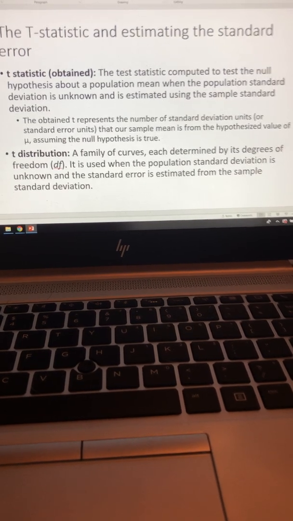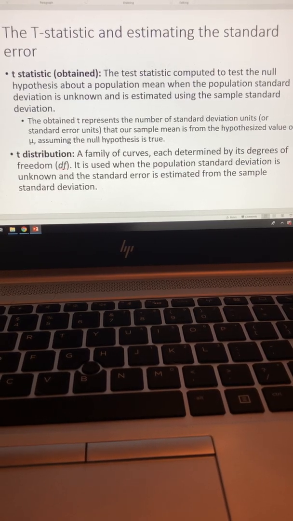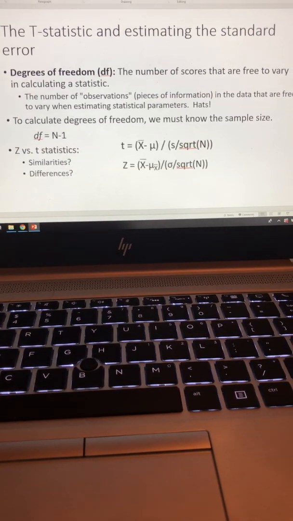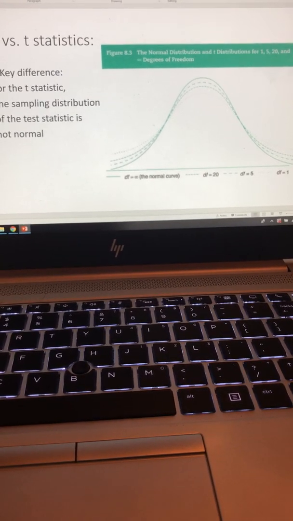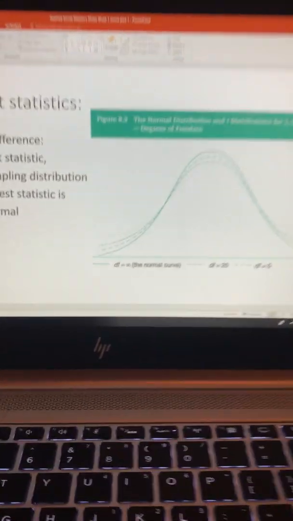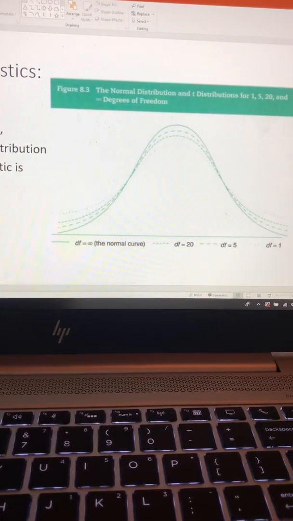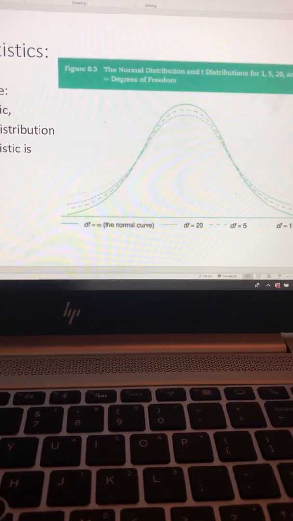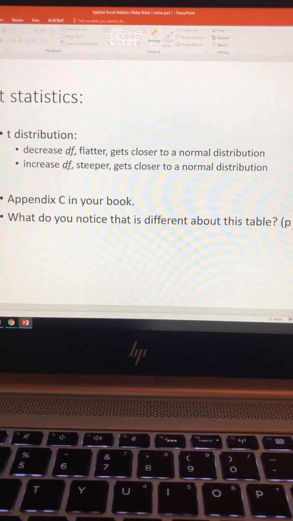The t distribution, though, is a family of curves, and the actual shape of the curve is determined by what's known as the degrees of freedom. It's used when the population standard deviation is unknown. So it's a family of curves in the sense that z is always the same shape, but if you take a look at this figure in your book, the t-statistic can take different shapes depending on the degrees of freedom. If there are more degrees of freedom, then you approach a normal curve. When you decrease the degrees of freedom, the curve flattens.